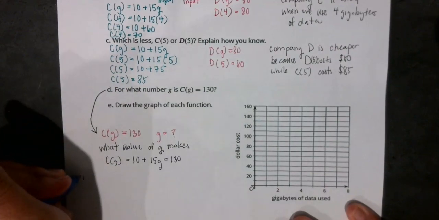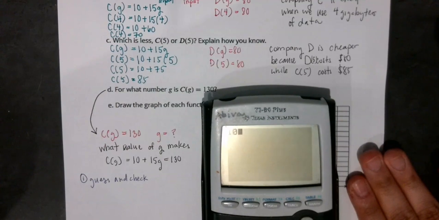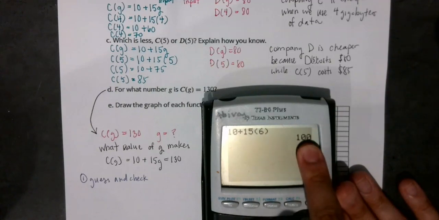So a way that students may solve this is by using guess and check, where they use their calculator and they put in a number for G. So let's say they tried 6 and try to see if they get 130 as their answer. So 6 is not how many gigabytes were used because this is only giving us $100.